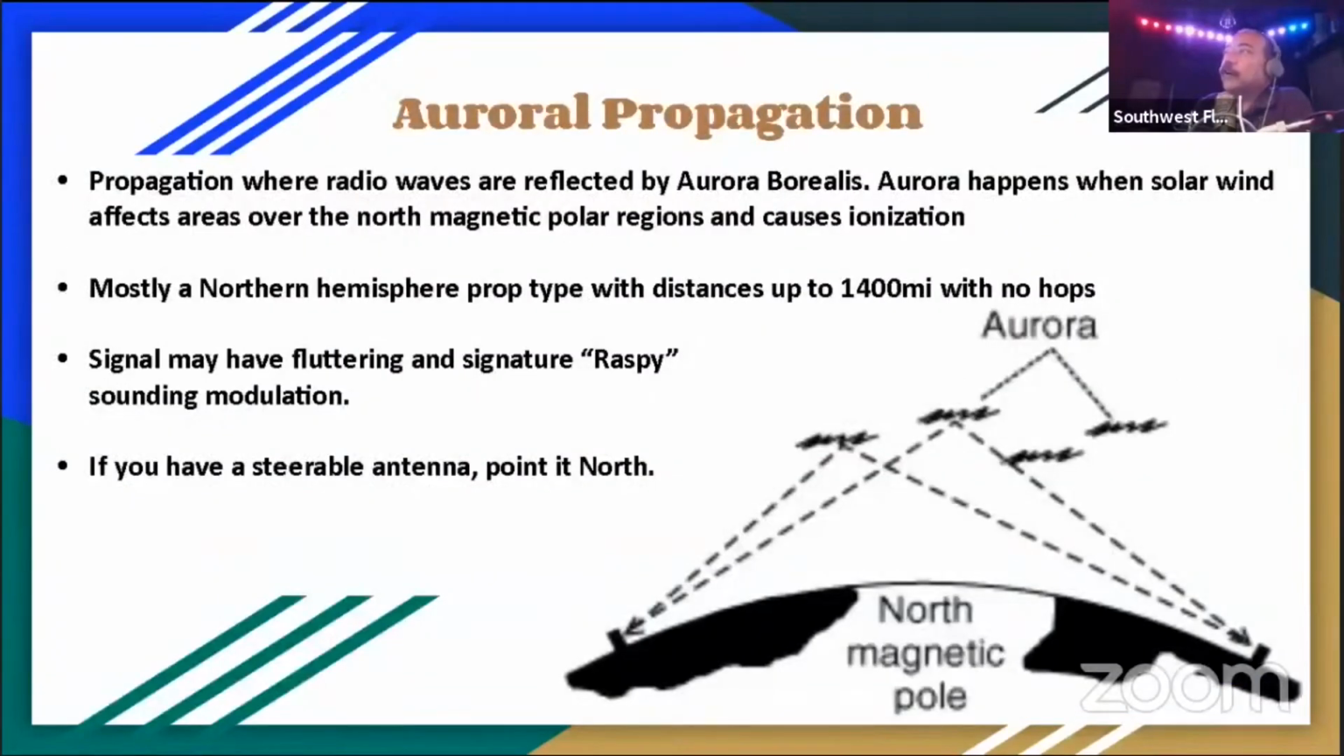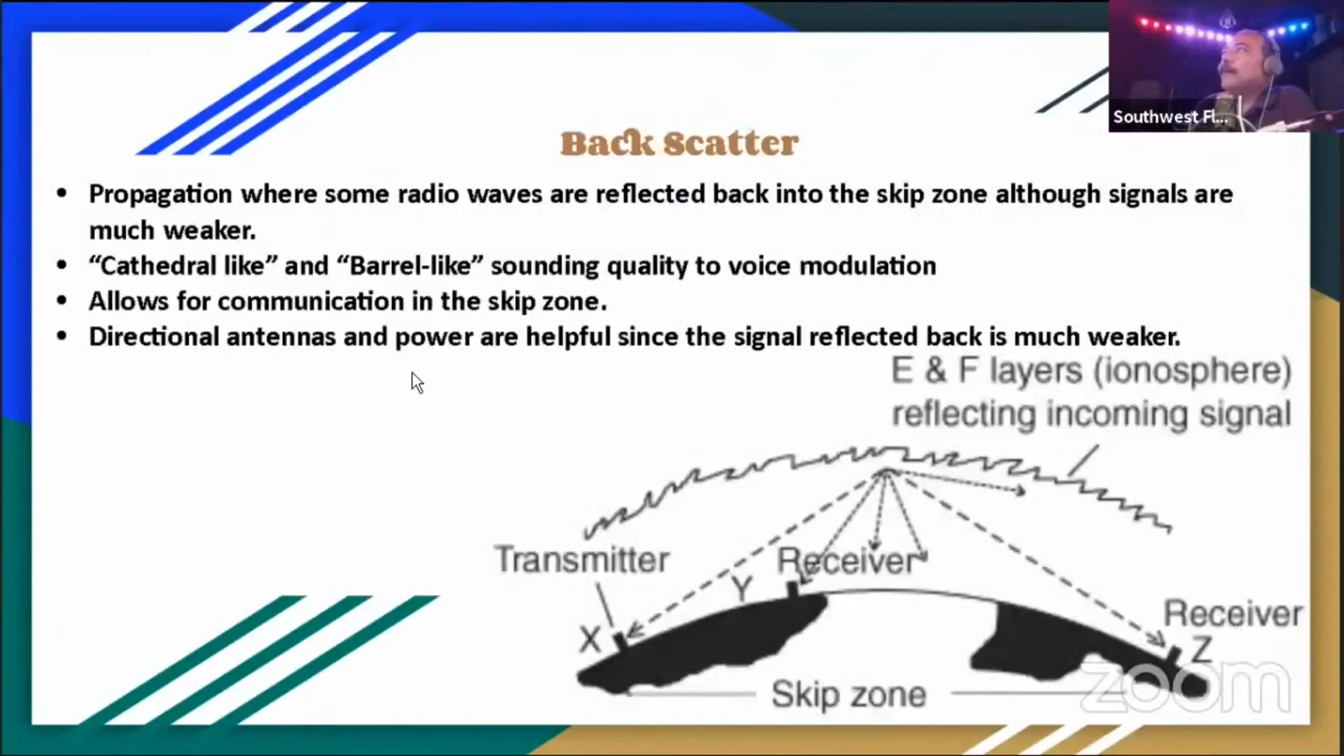The next one is auroral propagation. This is one that's not as popular down here because the further away from the poles you are, the less likely you are to get any of this. But for someone further north, you could actually bounce your signal off the aurora and it would come down on the other side. You can go on YouTube and put each of these propagation modes in and listen to what they sound like, and they all sound different. This one has a real raspy sound, and this next one we're going to talk about, backscatter, sounds like you're in a cathedral, like you're in a big room. It's kind of cool.